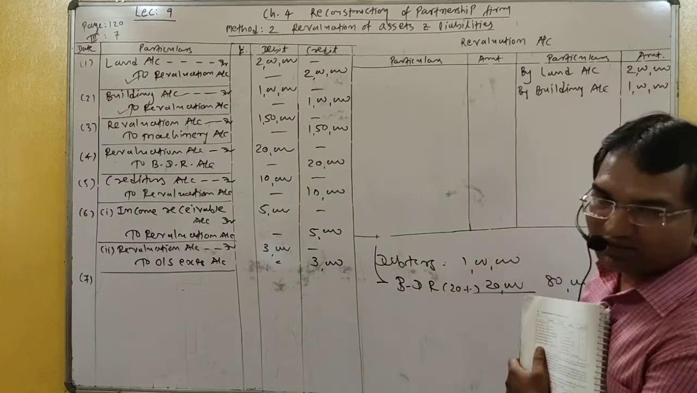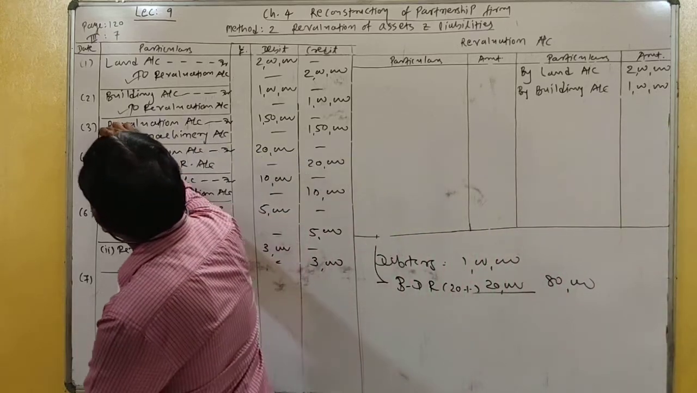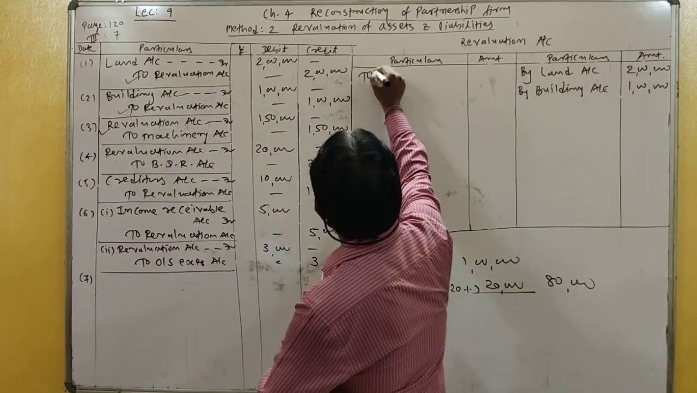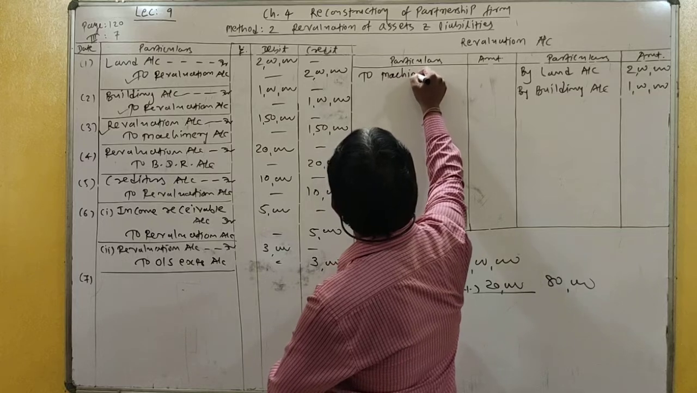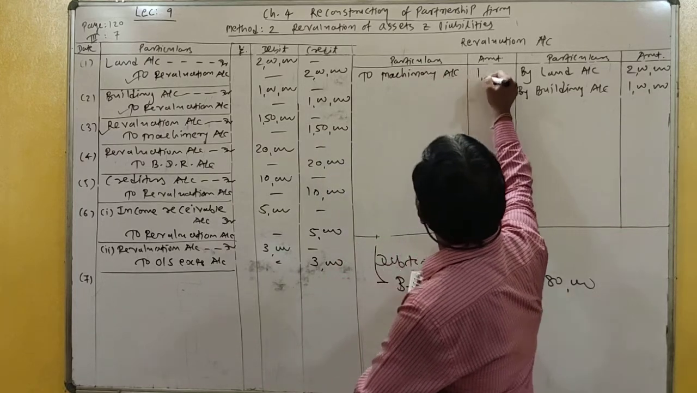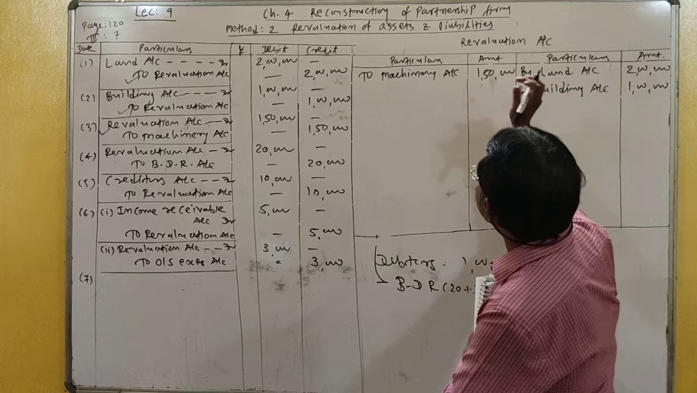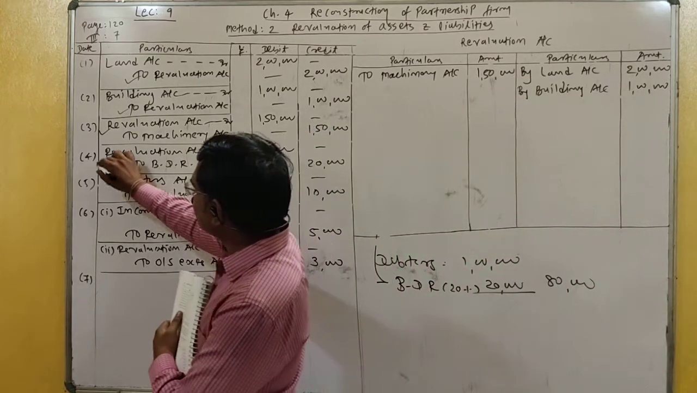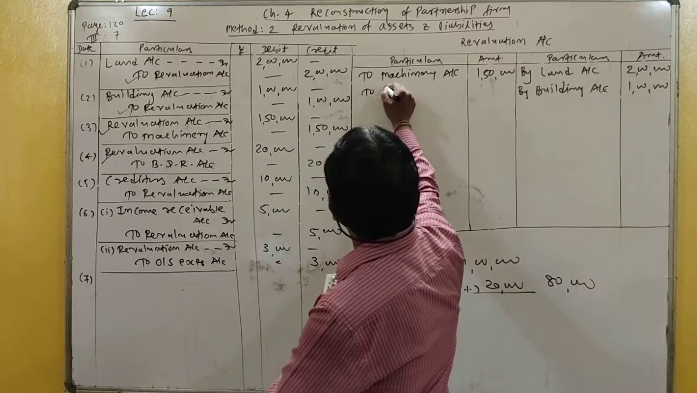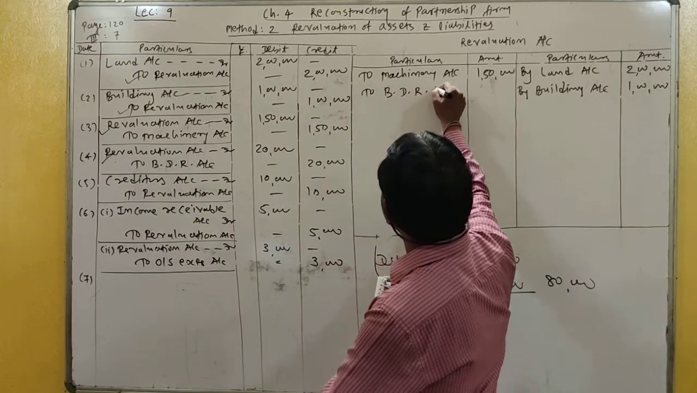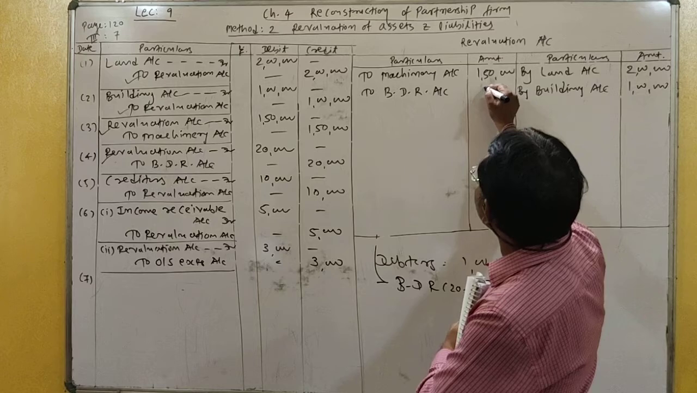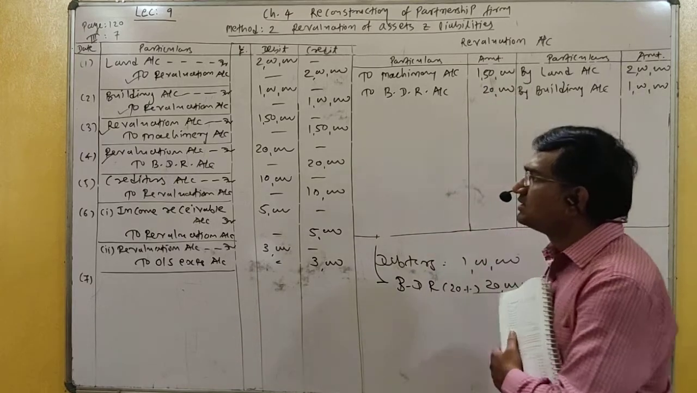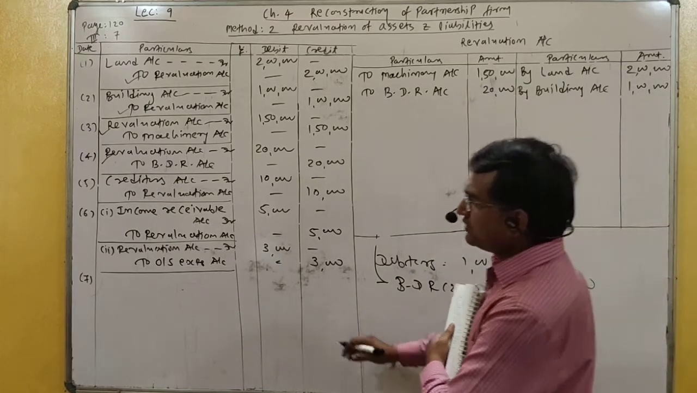Third entry, revaluation account debited. So on the debit side of revaluation account we have to write machinery account. How much? 1,50,000. Fourth entry, revaluation account debit to BDR. So on the debit side of revaluation account we have to write bad debt reserve. How much amount? 20,000.